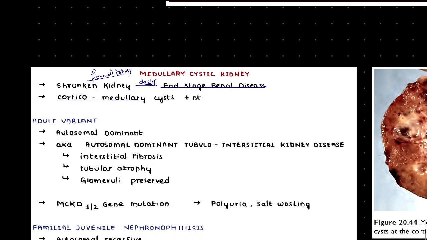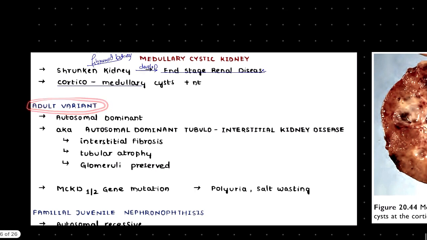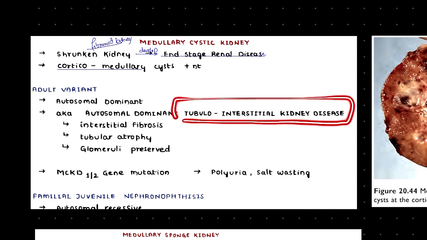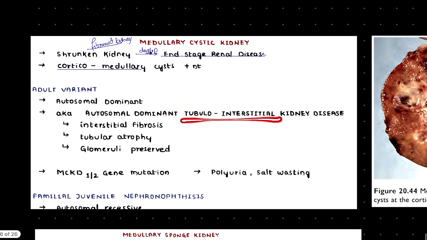It consists of various variants, and out of these there are two: the adult variant, and familial juvenile nephronopathy. Talking about the adult variant, it is autosomal dominant in nature, and it is also called autosomal dominant tubulointerstitial kidney disease. Why is it called that? Because there is the involvement of tubular as well as interstitium.